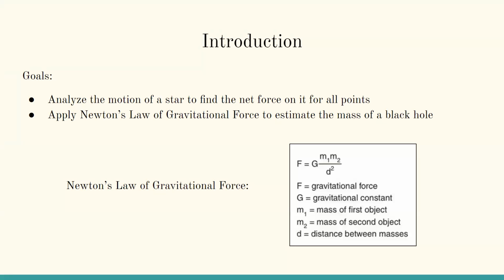In this lab, we're going to analyze the motion of a star to find the net force acting on it at all points, and we're going to apply Newton's law of gravitational force to estimate the mass of a black hole. Newton's law of gravitational force states that any particle of matter in the universe attracts any other particle with a force directly proportional to the product of their masses and inversely proportional to the square of the distance between them. One might ask, why are we doing this?